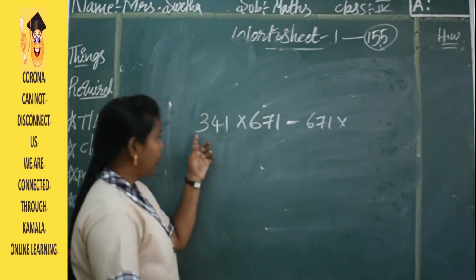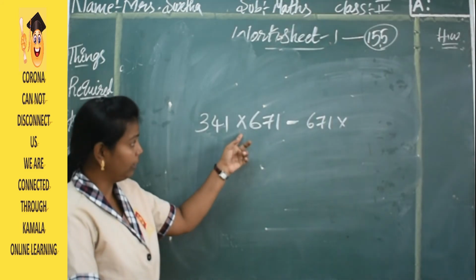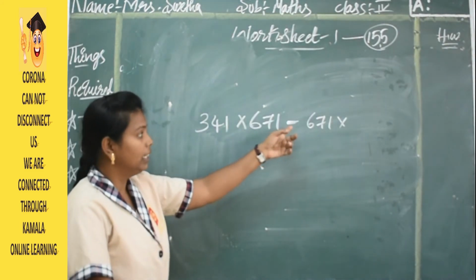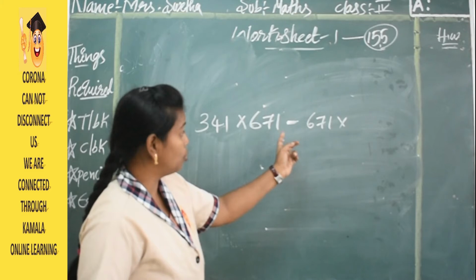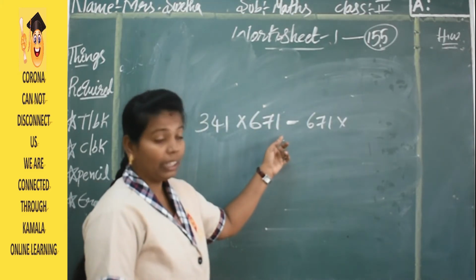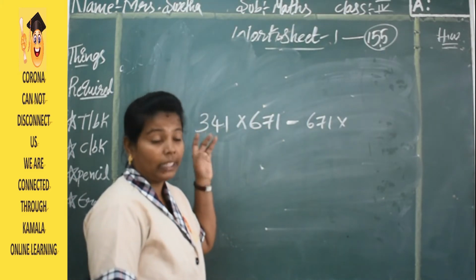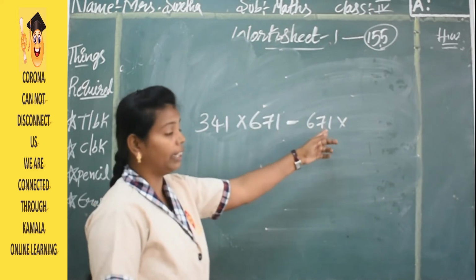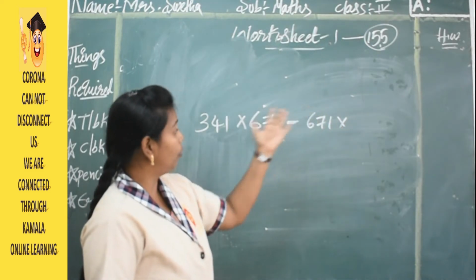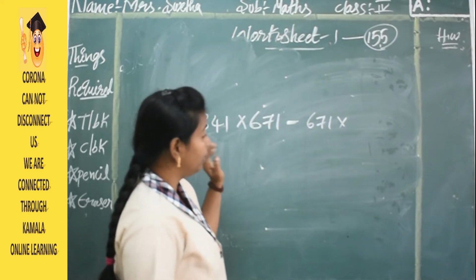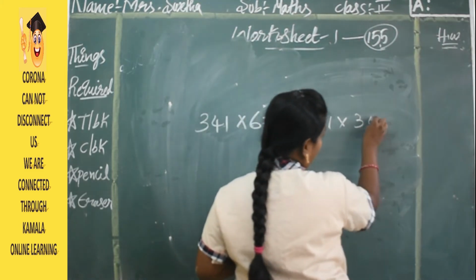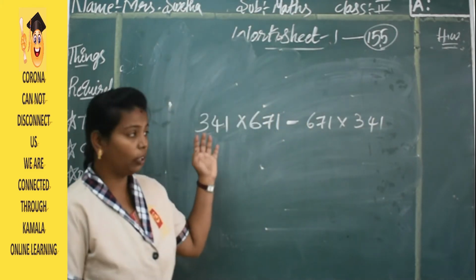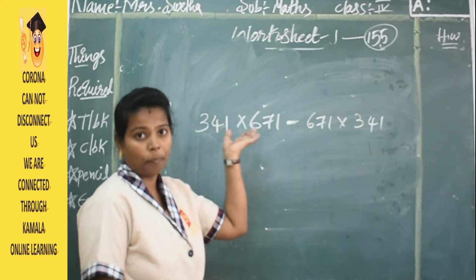See here, you have 341 into 671. On the other side of the equals sign, they have 671. See, this is the order property. The order is changed here. They have taken 671 and one number is missing, so whatever number they have missed, you have to write here. This is the order property of multiplication.